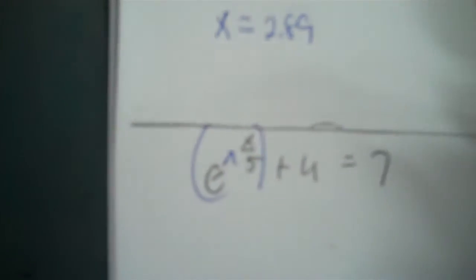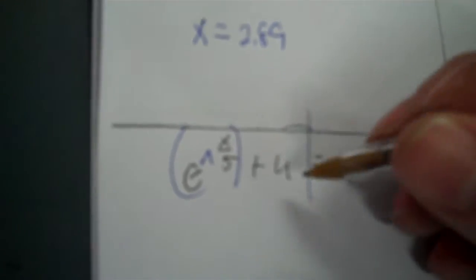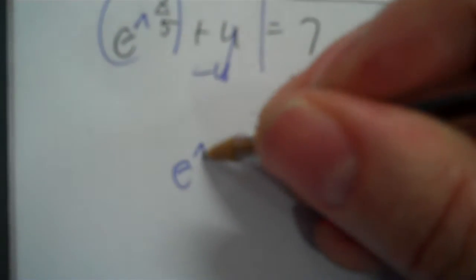Okay, next one, e to the power of x divided by 5, plus 4, equals 7. Again, the variable I need to solve for is within the power. It's in the exponent. So you parenthesize the power and the base. Now, before you get rid of that, you got an operation outside there, and you have to minus 4. Which would become 3. So 3 equals e to the x divided by 5 power.